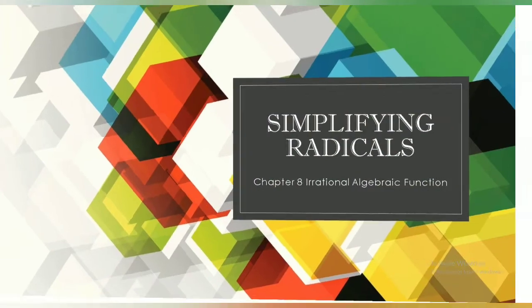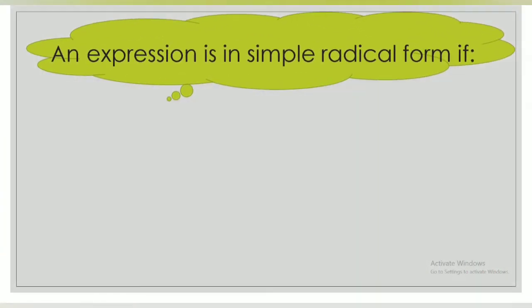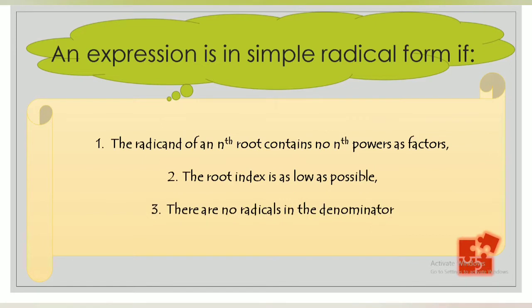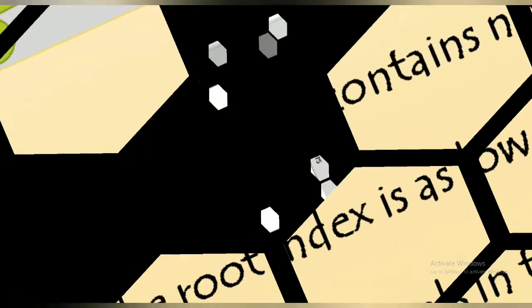In this video we'll discuss simplifying radicals, and before that, let's see what the parameters of an expression in simple radical form are. The first one: the radicand of an nth root contains no nth power of factors. The second one: the index is as low as possible. And the last one: there are no radicals in the denominator. So let's discuss them one by one.